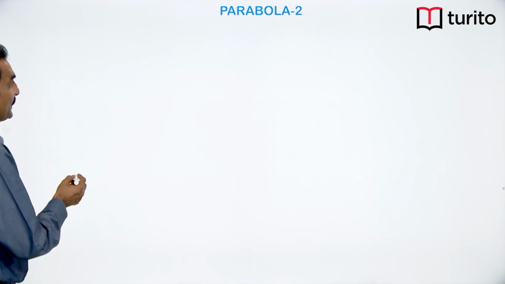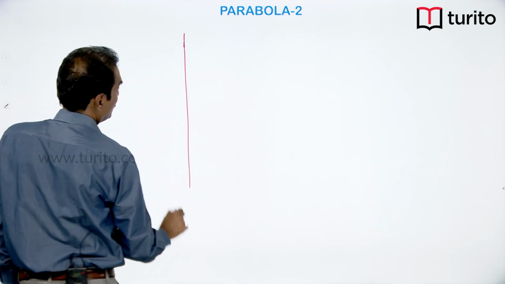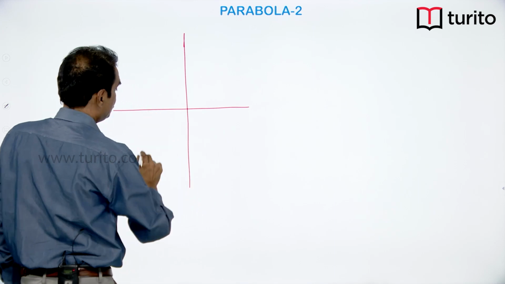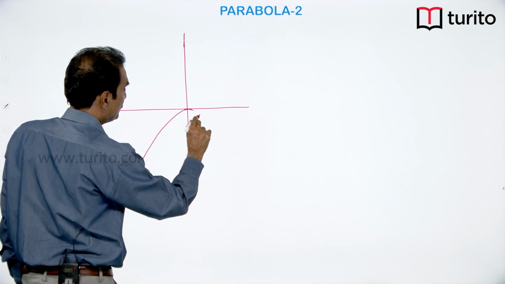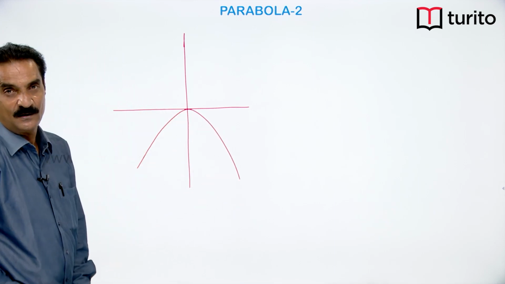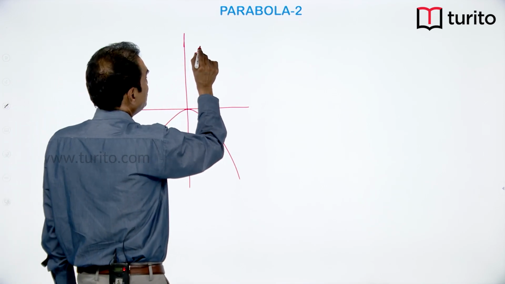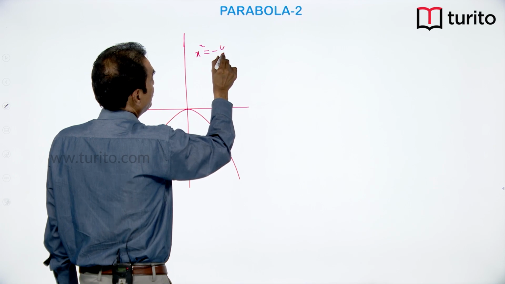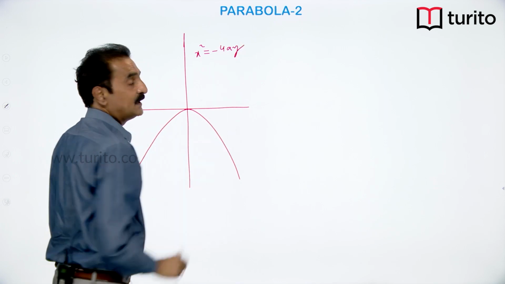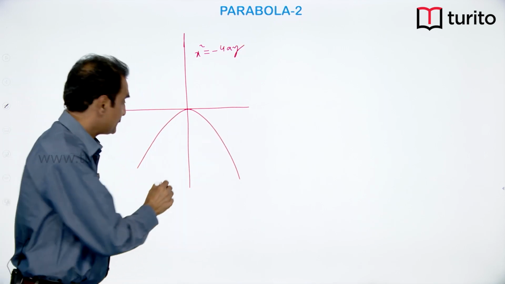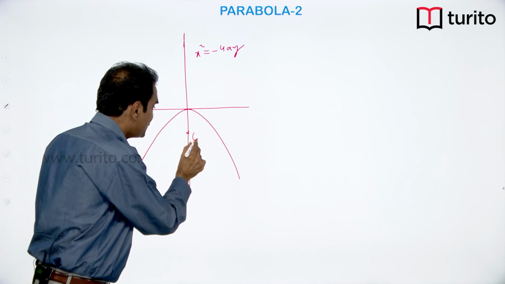Similarly, we have discussed one more standard form, that is this downward parabola. Its equation is x square is equal to minus 4ay. What is its focus? 0 comma minus a.